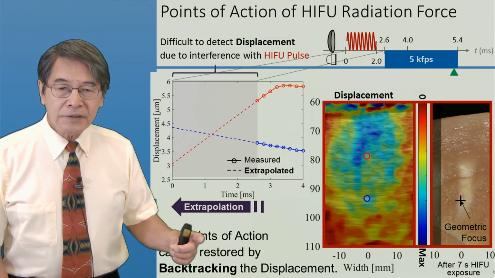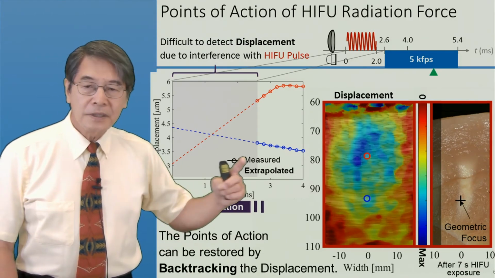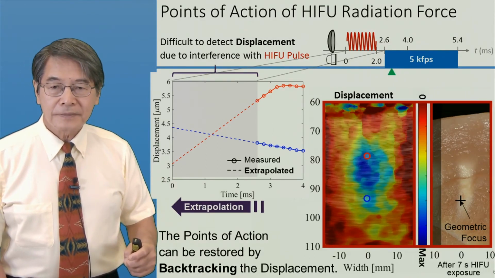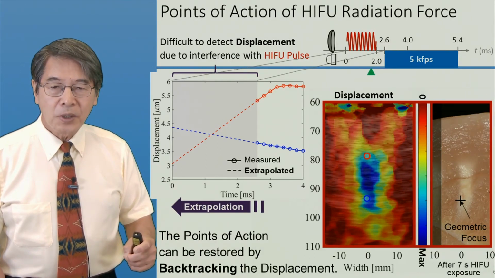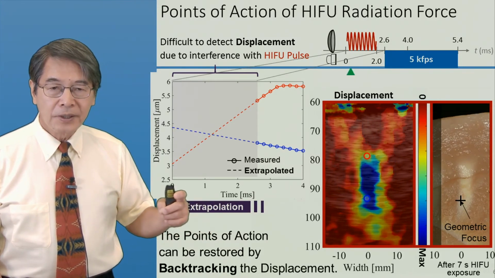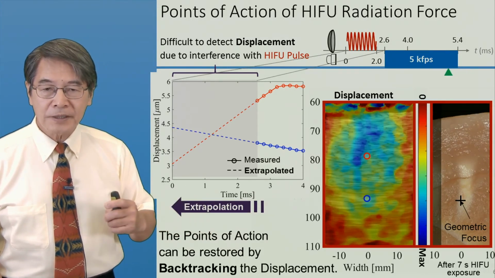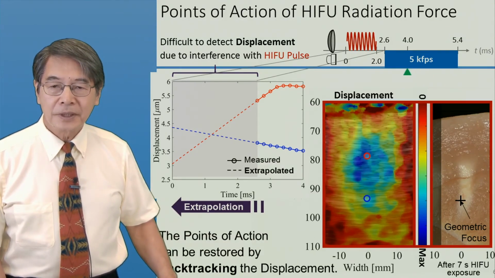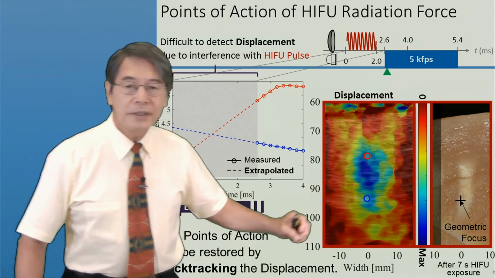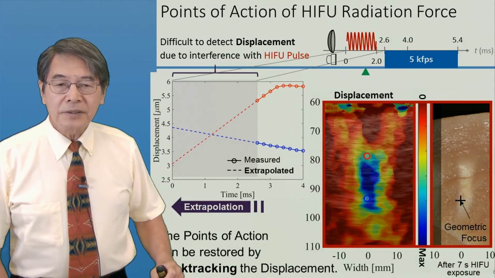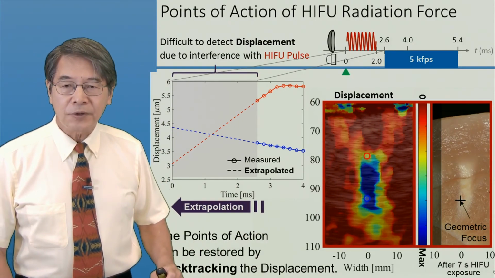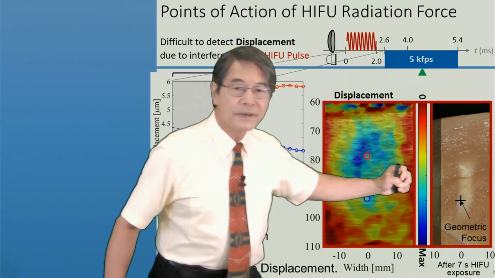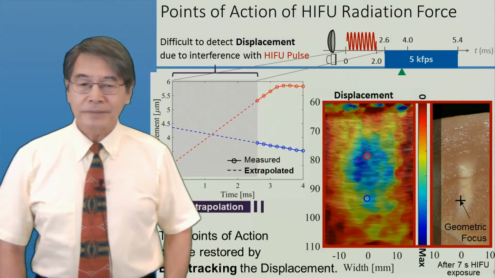Since it is difficult to detect the displacement during the HIFU pulse due to interference, the displacement was backtracked through simple linear approximation at each point of the tissue. The restored points of action of the HIFU radiation force well predicted the effective HIFU focal zone.